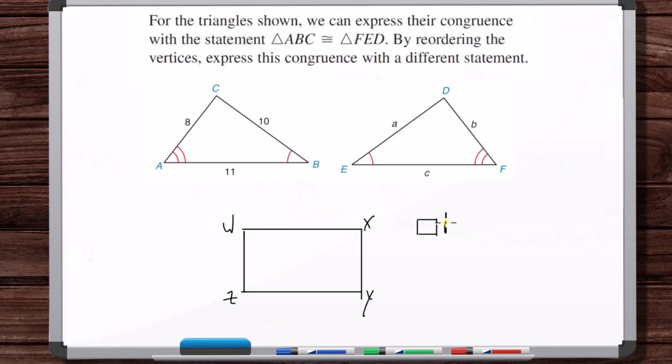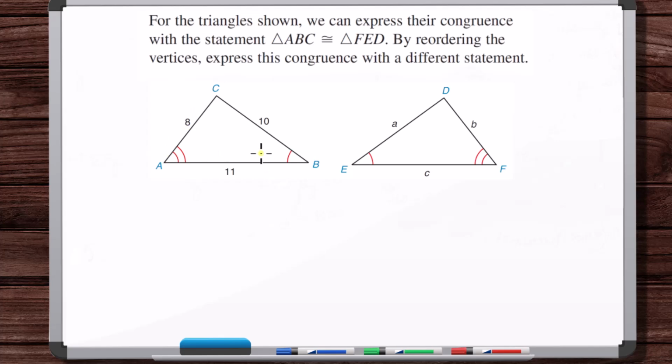So we could call this rectangle WXYZ. We could call this rectangle YZWX. It doesn't matter. We just can't say something like rectangle XZWY. That's incorrect, because here we skipped over Y, so it's not clear what the sides are. With that, what they're saying in this problem is that we're free to name these triangles whatever we want, so there's multiple ways to state this congruence.